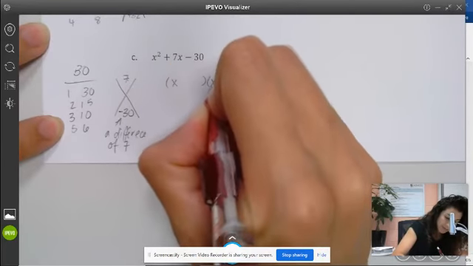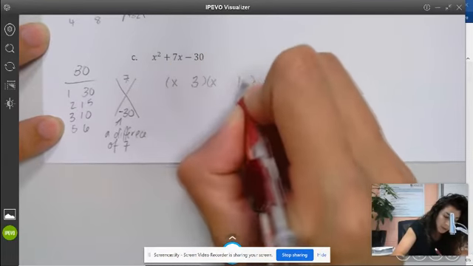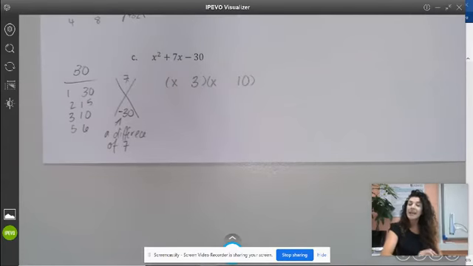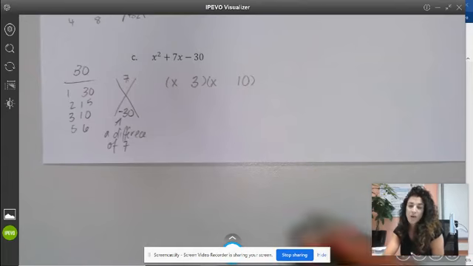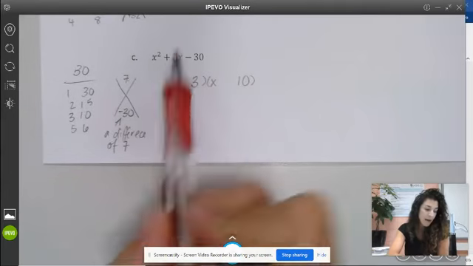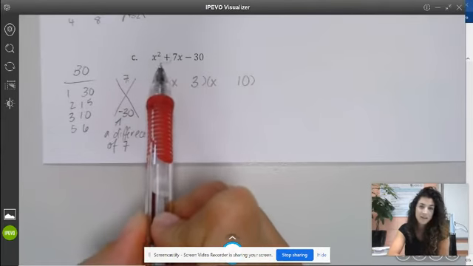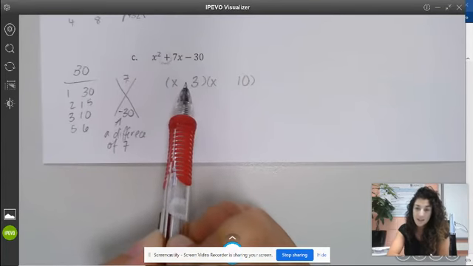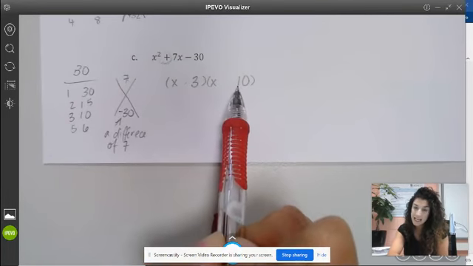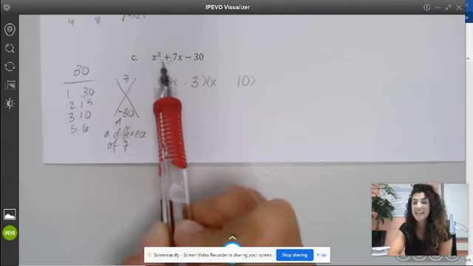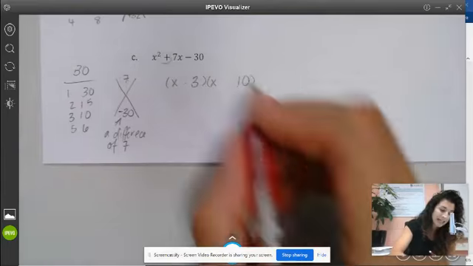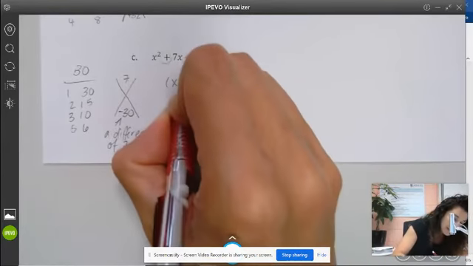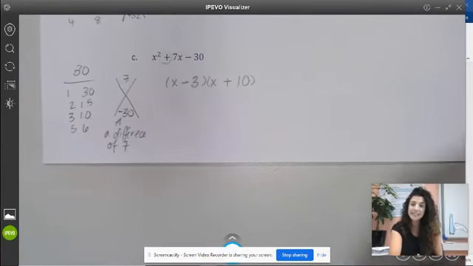I'm going to put my x at the beginning for both of them. I know that one of them will be 3 and one of them will be 10. Now I have to figure out which one is going to be positive and which one's going to be negative. And you have to think about, I want a positive 7. If you did positive 3 and negative 10, you would add those together and it would get negative 7, which is not what we want. We want positive 7, which means that the 10 needs to be positive, and then we need to subtract 3 out to get us to 7.